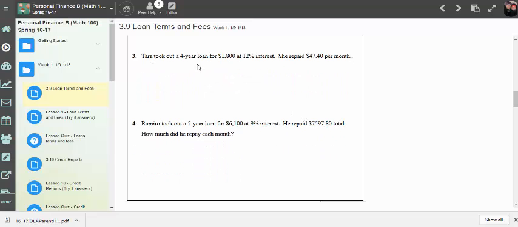Okay, now this one is like the example question. So this one again is telling you how much they paid per month. They took out a loan for $1,800 at 12% interest. She repaid $47.40 per month. So first you need to determine how many months are in a year, 12. Then multiply that by 4, which is 48. So this term is 48 months long. You multiply that by 47.40, and whatever that amount is, that's the total that she paid. Then subtract $1,800 from that, and you've got your answer.